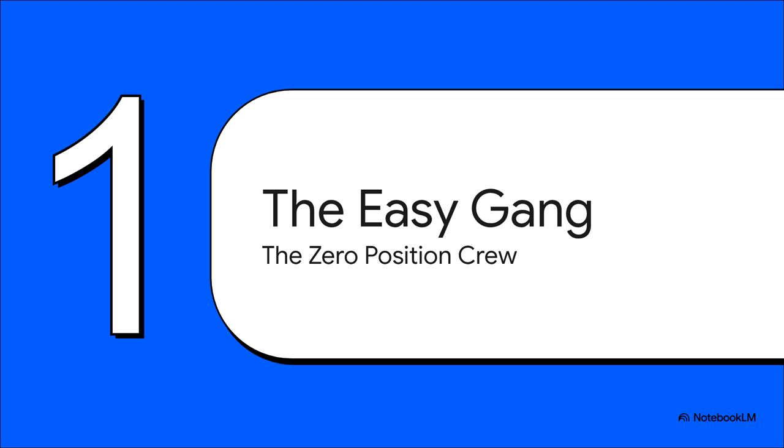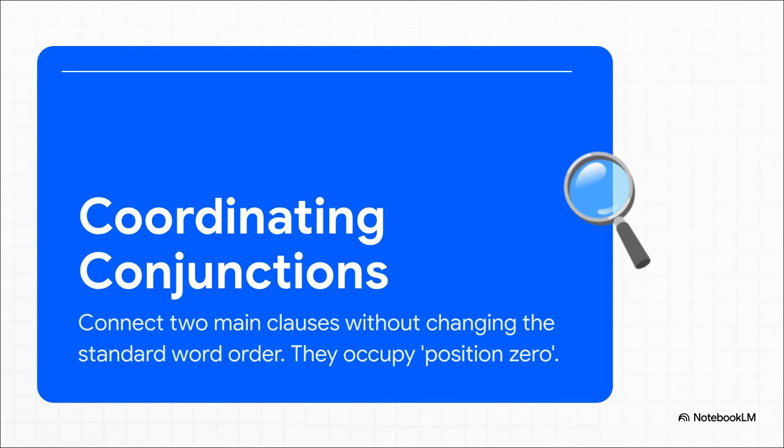We'll start with the friendly gang. These are the guys who don't like to cause any trouble. They keep things simple. Now, their official name is coordinating conjunctions, but what you really need to know is that they don't mess with your word order at all. Think of them as sitting in position 0. It's like they're invisible to the grammar. They're there, but they don't take up a spot, so everything after them stays exactly how you learned it.